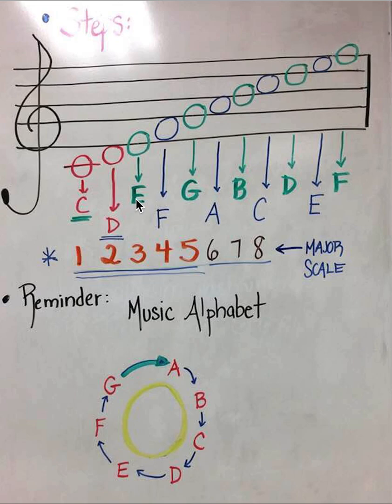And if you'll notice, this goes in alphabetical order. Remember, the music alphabet is A, B, C, D, E, F, G, goes back to A, B, C, D, E, F, G, and it continues forever and ever like a circle, continuously.